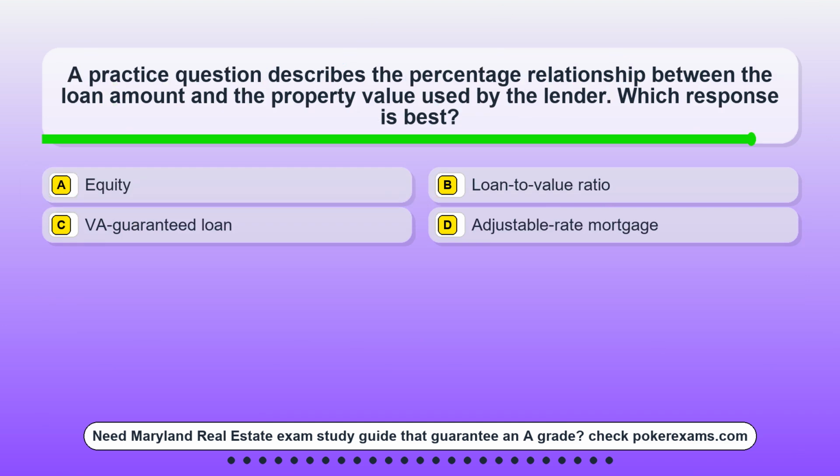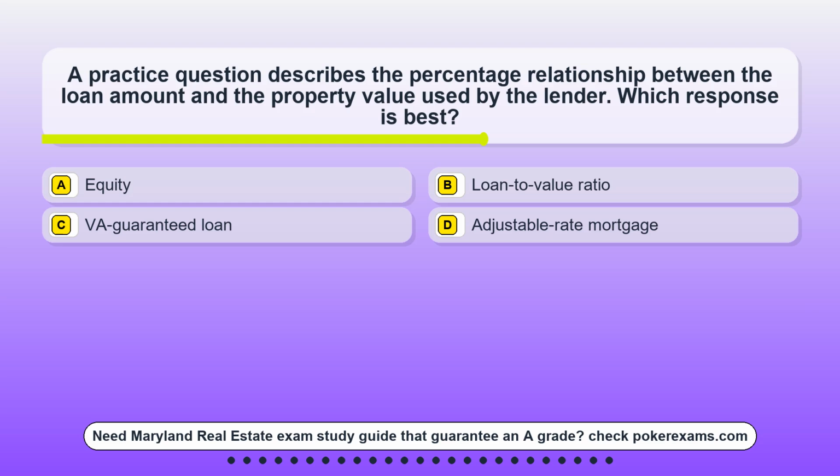Question 6. A practice question describes the percentage relationship between the loan amount and the property value used by the lender. Which response is best? Option A, equity. Option B, loan-to-value ratio. Option C, VA-guaranteed loan. Option D, adjustable-rate mortgage.